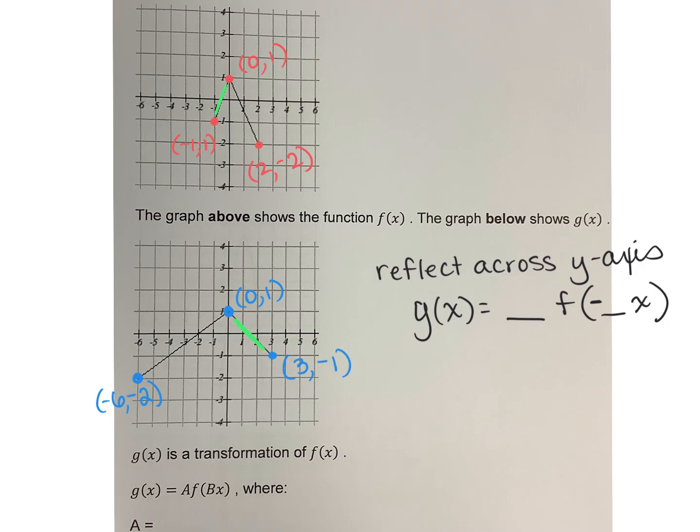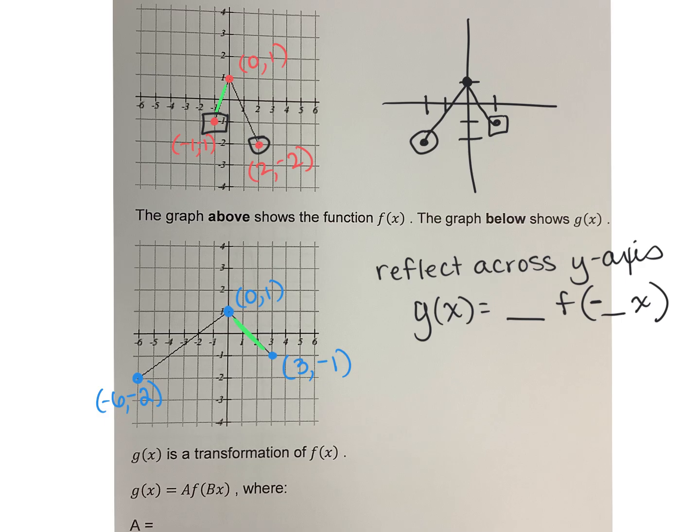So if I reflect this top graph over the y-axis, then 0, 1 stays where it is. Negative 2, negative 2 would be down here. So this point right here is now this point right here. And then on this side, I would be at 1, negative 1. So this point right here goes to here. So the one in red is my parent graph. This takes care of the reflection across the y-axis.